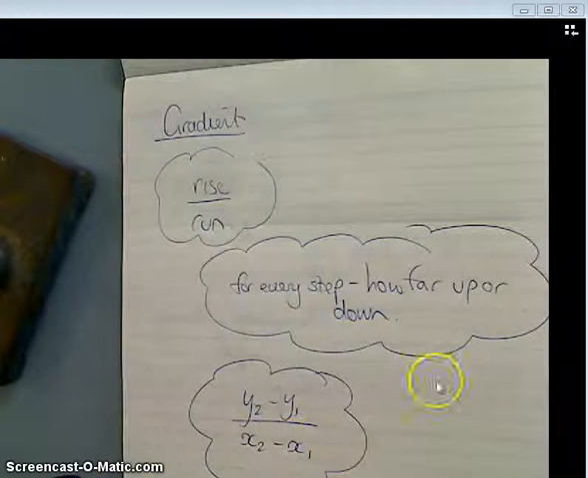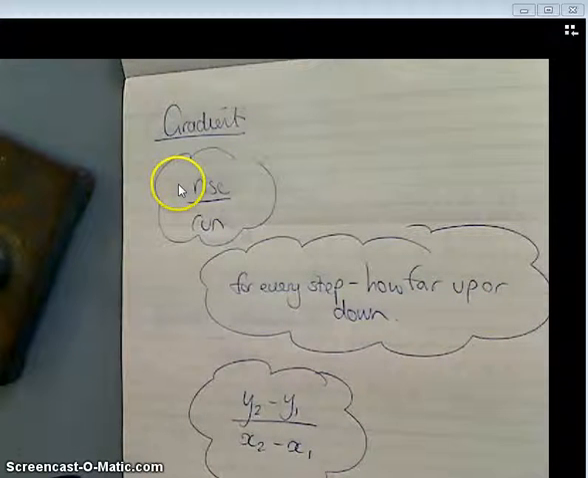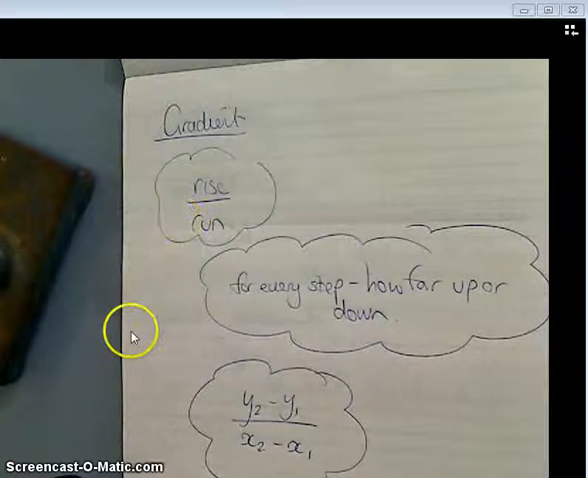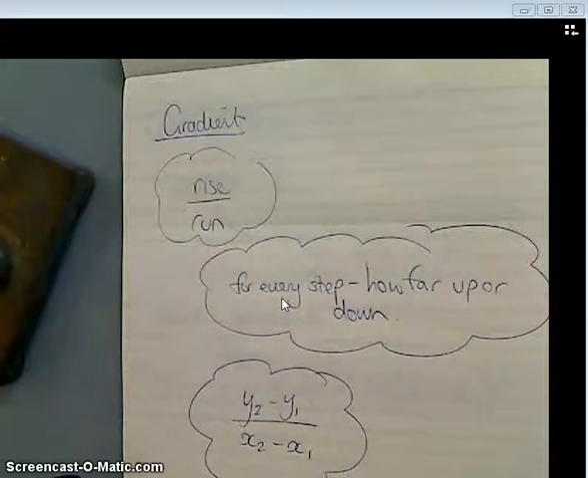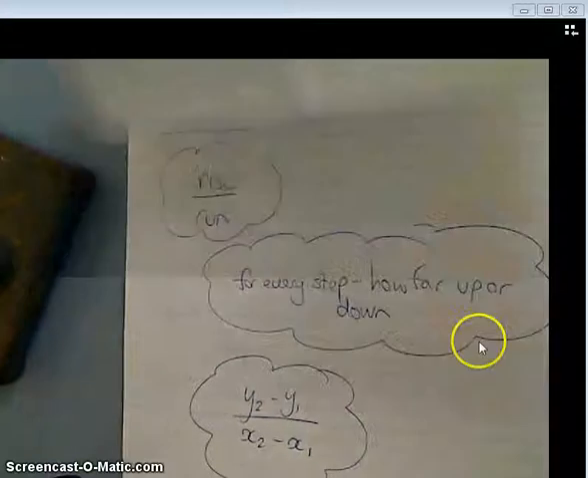We talked a little bit about gradients, and there are 3 important points to notice here. The gradient is basically the rise over the run. Another way to think about it is, for every step across, and we read from left to right, so every step to the right, how far up or down have you gone? If you're going up, the gradient's positive. If you're going down, the gradient's negative.